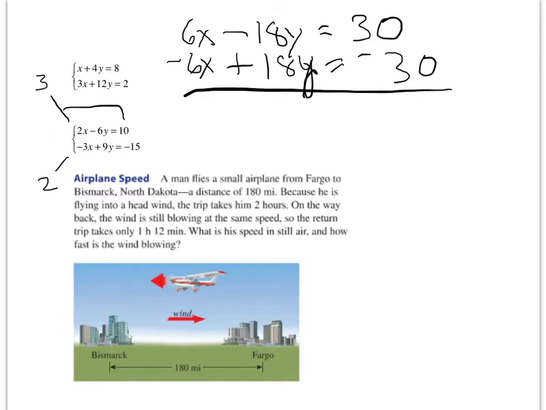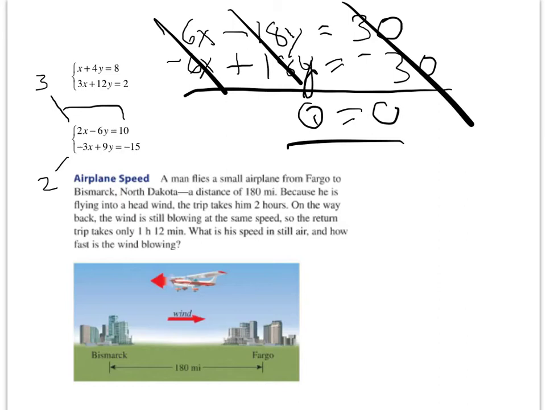This is looking very suspicious. The x's add up to 0, the y's add up to 0, so on the left-hand side I get 0. What do I get on the right-hand side? Well, these two numbers add up to 0, so I get 0 equals 0. That is a true statement. I got a true statement, and so that means that every ordered pair that satisfies this equation also satisfies that equation, and in other words, these are actually two equations for the same line.